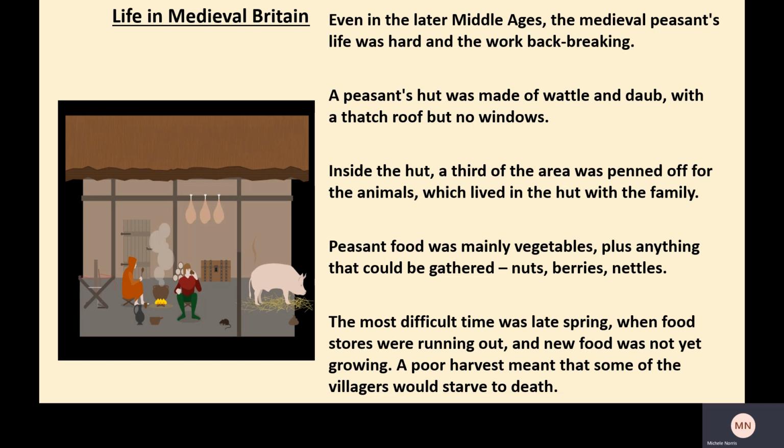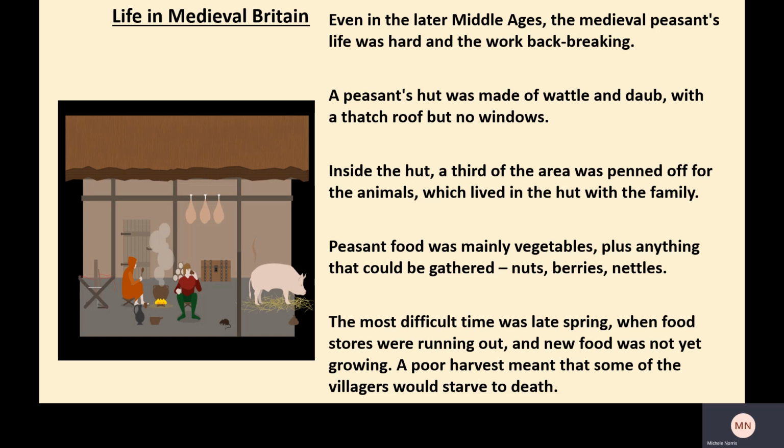Life in medieval Britain. Even in the later Middle Ages, the medieval peasant's life was hard and the work backbreaking. A peasant's hut was made of wattle and daub with a thatch roof but no windows. So a peasant is like the working classes. Now, this is strange because our houses aren't made of wattle and daub now, they're made of bricks.